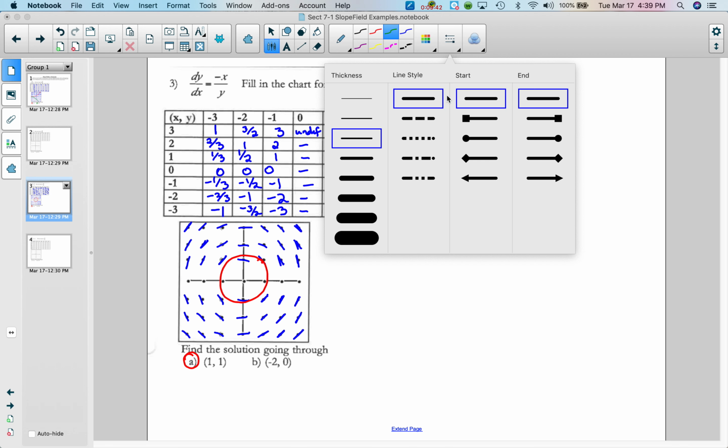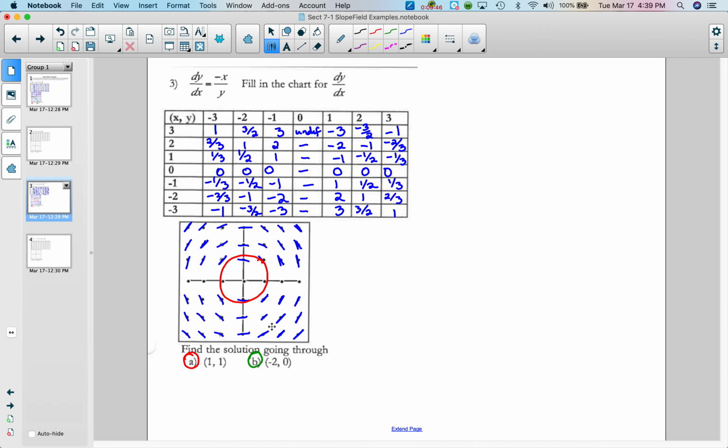And then for the next one, for (-2, 0), if you plot the point (-2, 0), we're looking at this out here. Okay. So now what I drew in red and what I drew in green would be the actual equation.